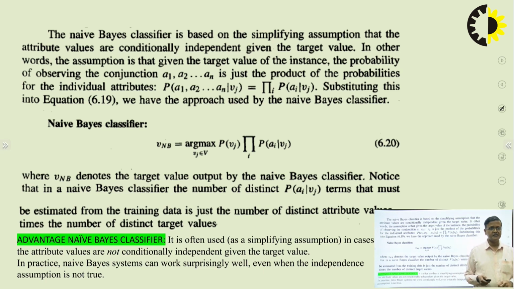Now the advantage here is that it is often used as a simplifying assumption in cases where the attribute values are not conditionally independent. In those cases also it works surprisingly well, even when the conditional independence assumption is not true. So that is the advantage of using the naive Bayes classifier.